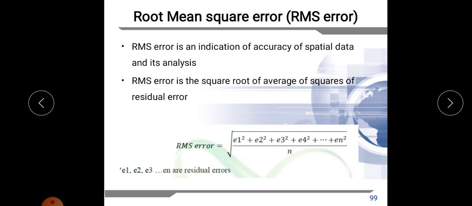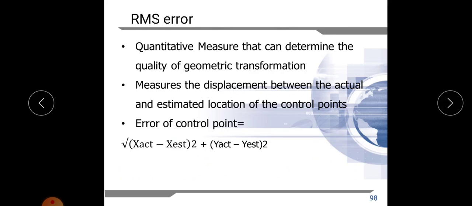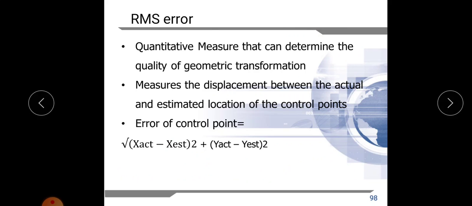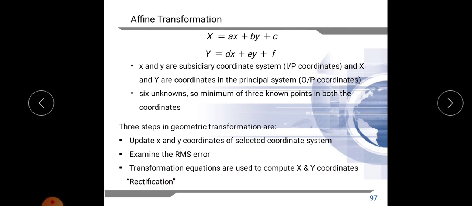In the sixth module only an introduction to GIS is needed, so you just study what RMS error is. It is a quantitative measure to determine the accuracy of spatial data and its analysis, and it is the square root of the average of squares of residual errors. That's all that is needed. Problems will not be asked. So this is about RMS error and geometric transformation. In order to measure the quality of geometric transformation, we use RMS error.